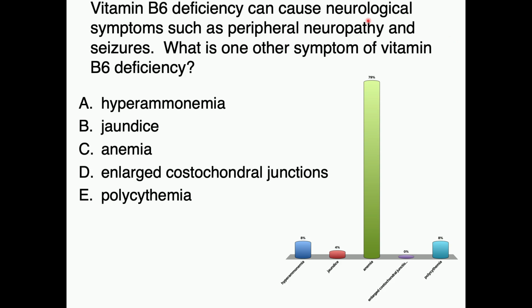Well, the exam software is being kind of slow. Yeah, so one of the other symptoms of vitamin B6 deficiency is anemia, and that's because vitamin B6 is required by the key regulatory enzyme, the rate-limiting step of heme synthesis.